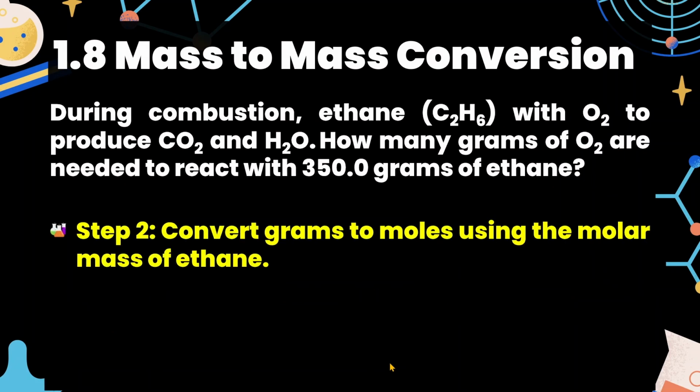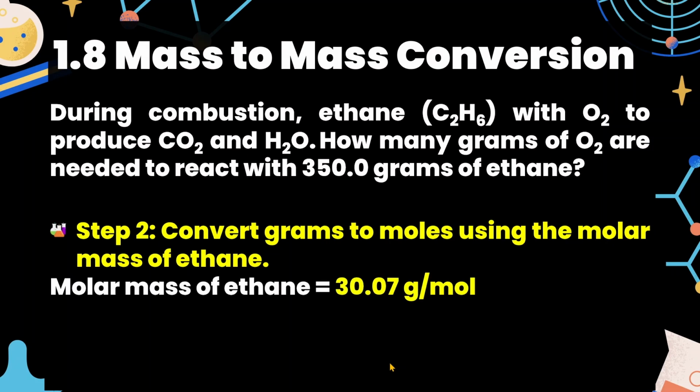So the molar mass of ethane is 30.07 grams per mole. Again, how did we get 30.07 from the previous slide? The concept of molar mass is simply we add all masses of the atoms in the given formula, C2H6. There are two atoms of carbon and 6 atoms of hydrogen. We add all their atomic masses and we get 30.07.